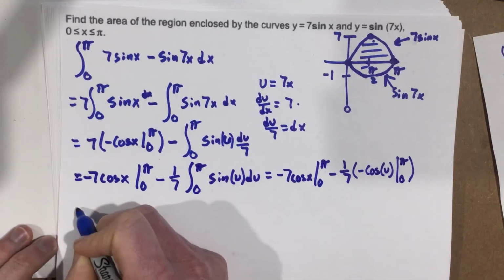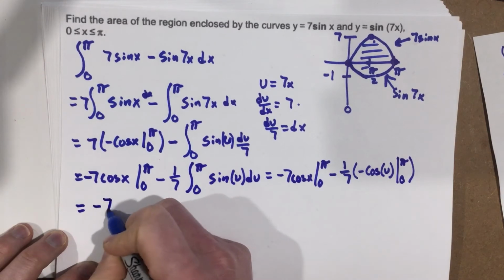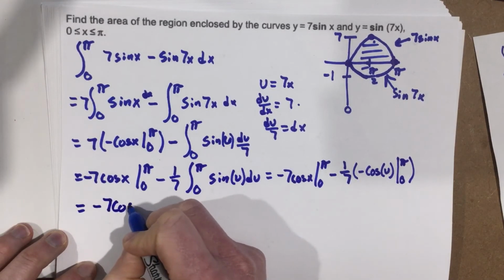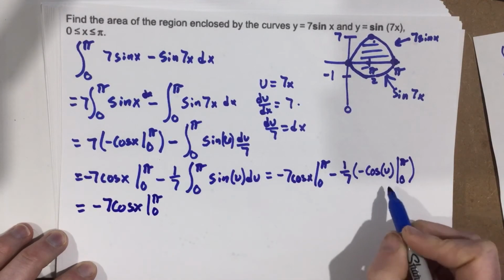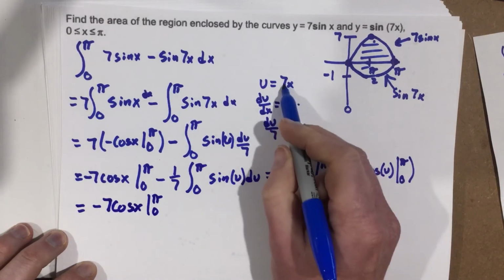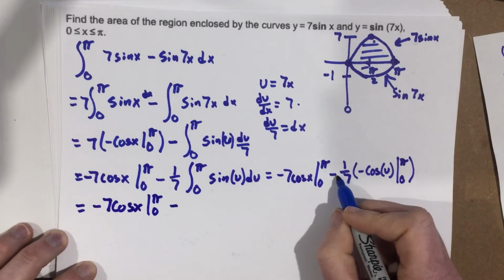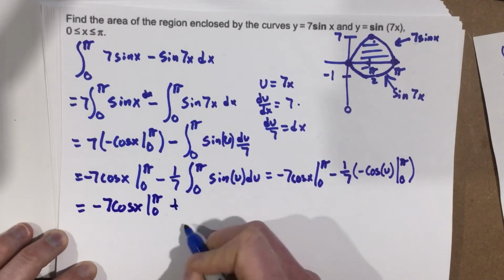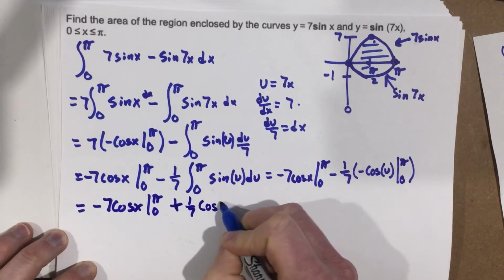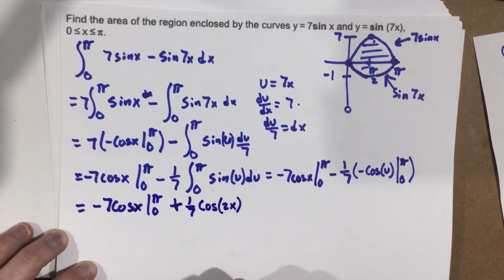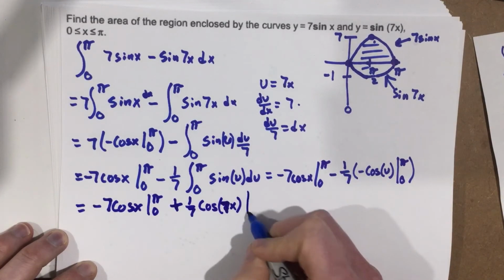So then we can say that that is really just negative 7 cosine x from 0 to pi. And then we can plug back in u. We know u is 7x. So I'm going to actually, when I distribute this negative 1/7 to negative cosine, get plus 1/7 cosine 7x, my bad, 7x. And I'm evaluating this from 0 to pi.